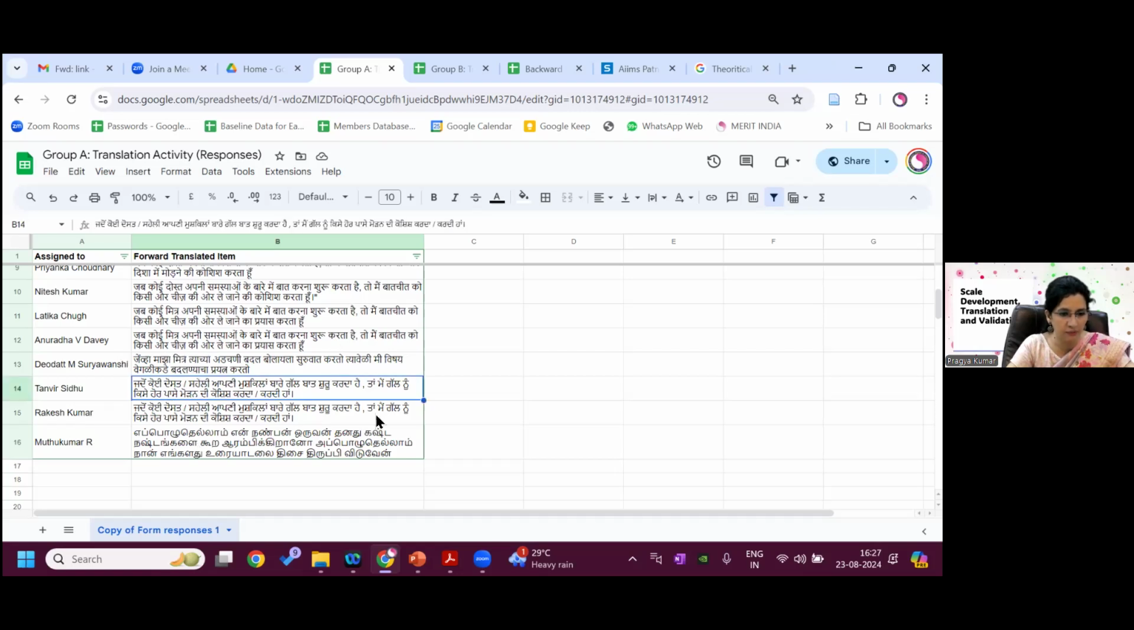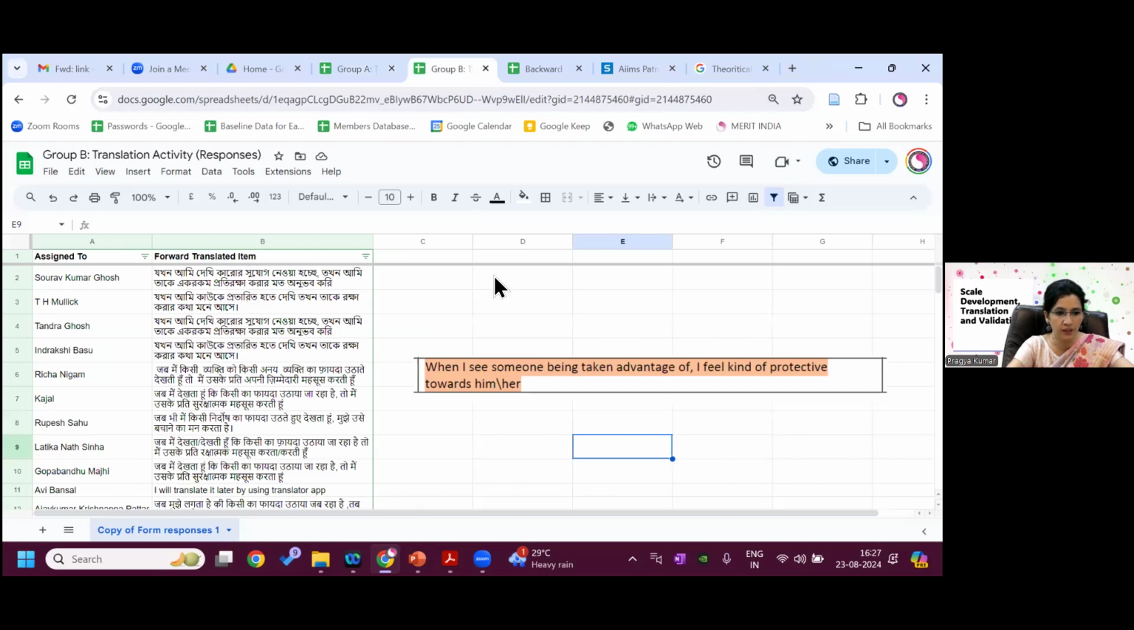Again, these are from the other group, so I cannot read. We will see in the back translation. So this was one activity. Now we received the response of the other group who did the back to Hindi.